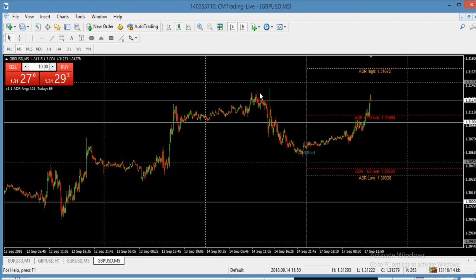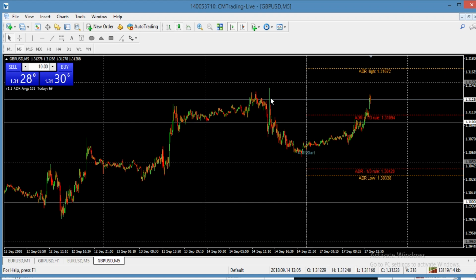So I mentioned that we might clear this zone. If we clear this, that means we'll be reaching for ADR high. If we reach for ADR high, then we'll be coming down. If we happen to miss this zone, that means we'll be clearing this zone down here. That means we'll come to ADR low.